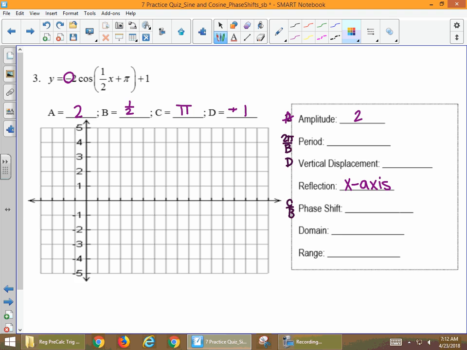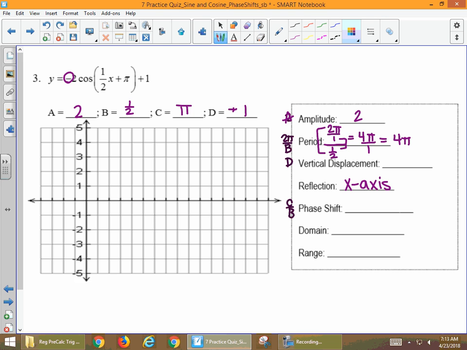Period is 2 pi divided by 1/2. So if we do that stacked fraction there, 2 pi times 2 is 4 pi. 1 times 1 is 1. So the period of the function is 4 pi. Lovely. It's a little horizontal stretch there.